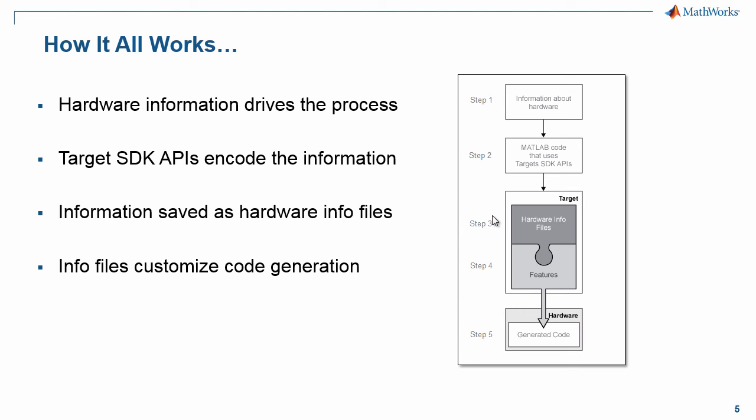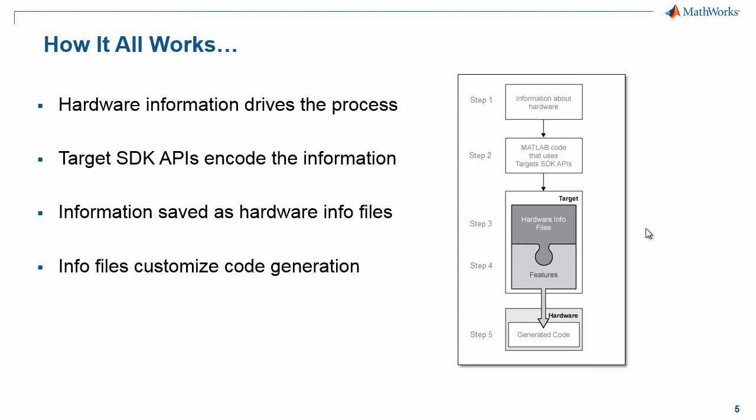Then you will write MATLAB code using the target SDK APIs provided with the support package. This MATLAB code will help encode the hardware information in a way that the SDK understands. The MATLAB code and the hardware information is then translated into a set of hardware info files. The hardware info files are used along with target features to generate code that runs on the hardware board.